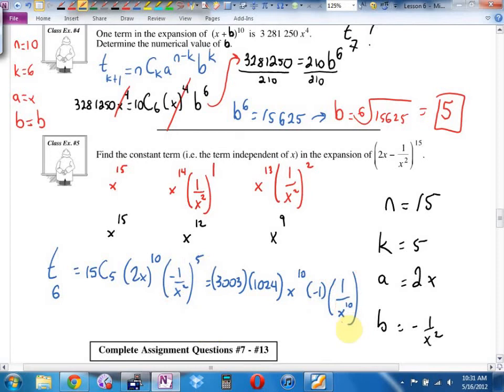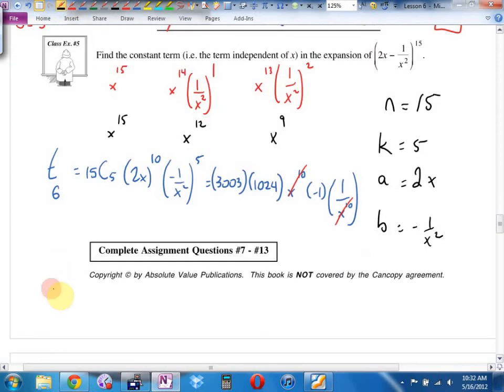And, Kara, have we done this right? What do you notice happens to the x's? Are there any x's left, Kara? Is this the constant term, i.e. the term independent of x? Hey, we've done this right. It's going to be that times negative 1. What is 3003 times, well, it's going to be negative, I can tell you that. 3003 times 1024.